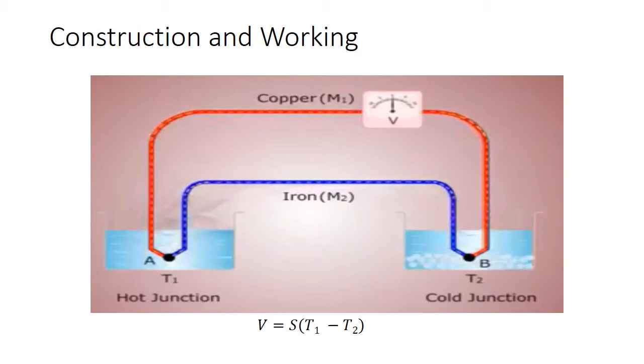So you can use the formula V = S (T1 - T2), where T2 is a known temperature. We know the overall Seebeck coefficient of the different metals, and we know the EMF generated through the voltmeter. So the only unknown is T1, and hence we can measure the temperature.